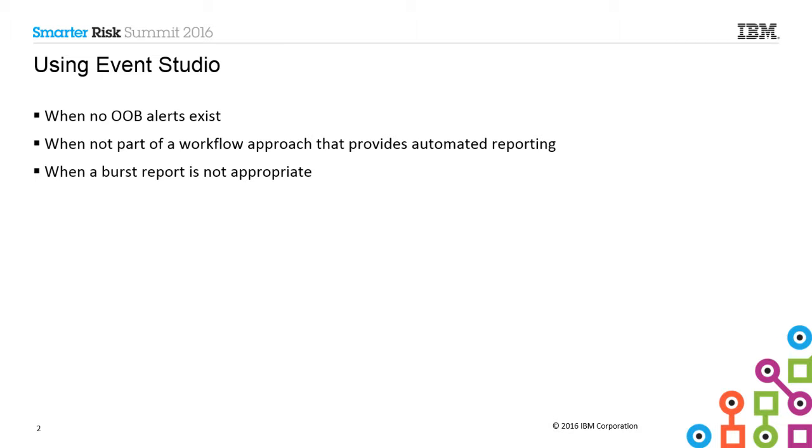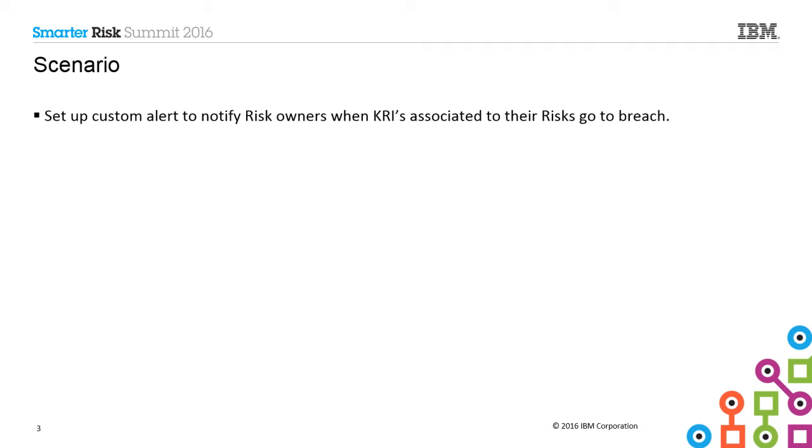However, if your scenario is not met by one of these other options, then using IBM Event Studio may be your best choice. The scenario that we're going to go with is that we need to set up an alert to risk owners when KRIs associated to their risks go to breach. So how would we do this?